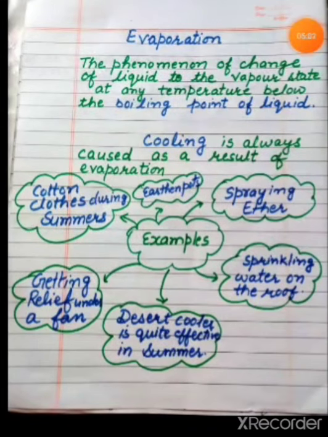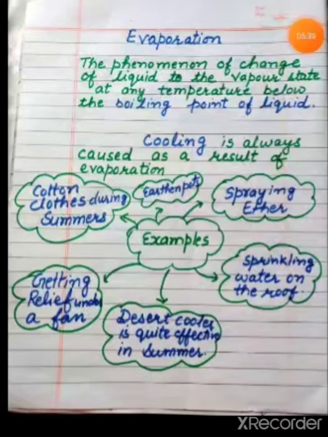Next example is getting relief under a fan. In summer, we get relief under a fan. Actually, the air from the fan causes quick evaporation of sweat from our body. And this needs energy which is taken from our body. The body temperature gets lowered and we get relief.